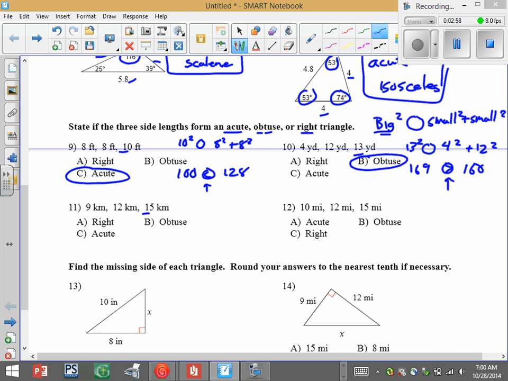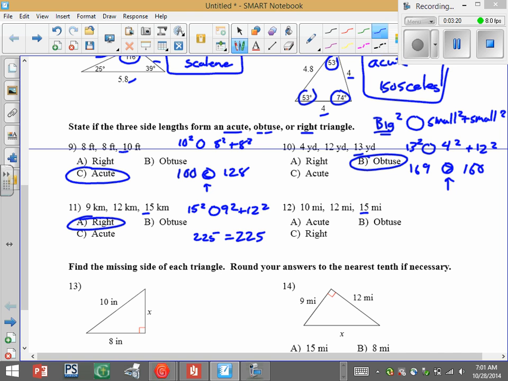9, 12, and 15, so there's the big one. 15 squared, and we're going to compare it to 9 squared plus 12 squared. So 15 squared is 225. Excuse me, 225. And 9 squared plus 12 squared is also 225. So those two things are equal, which means this is a right triangle.